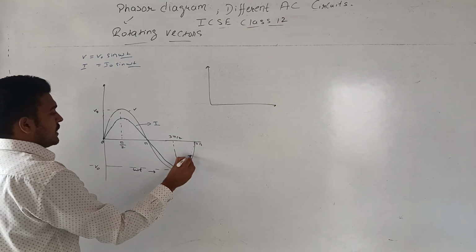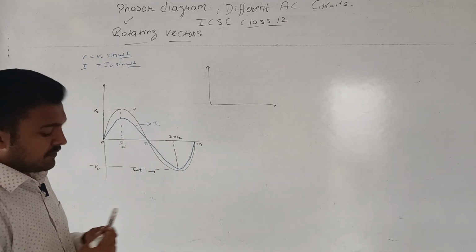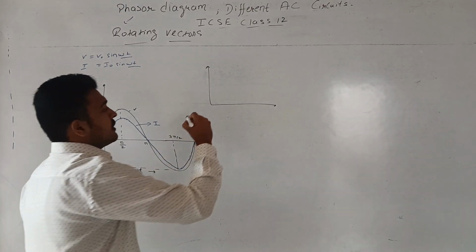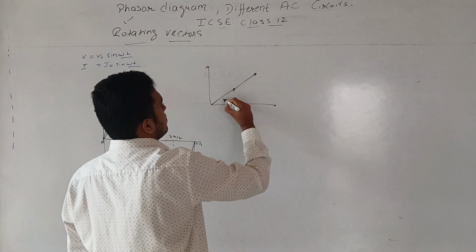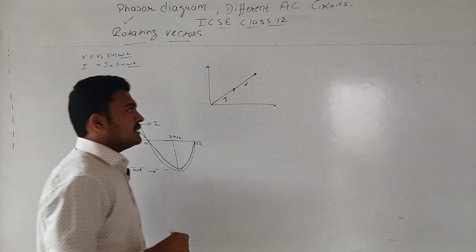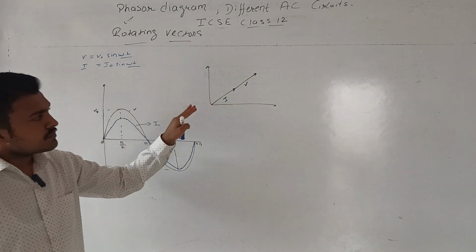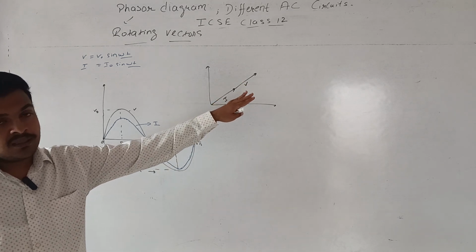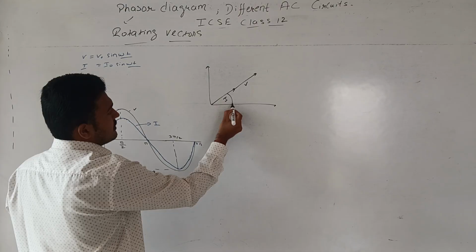So both the current and the potential reach the maximum and the minimum value at the same time. It means the potential and current are in the same phase. Therefore, the phasor diagram will be like this. This is current and this will be the potential. Both are in the same phase. These are two vectors, both are in the same direction, and they are rotating vectors. They are rotating, which means the value is changing.